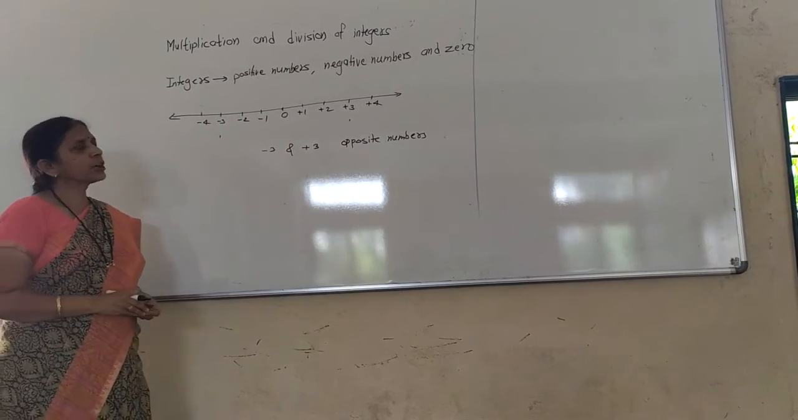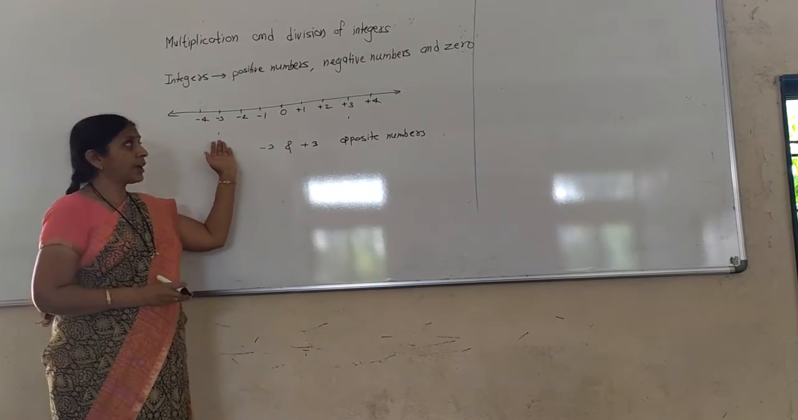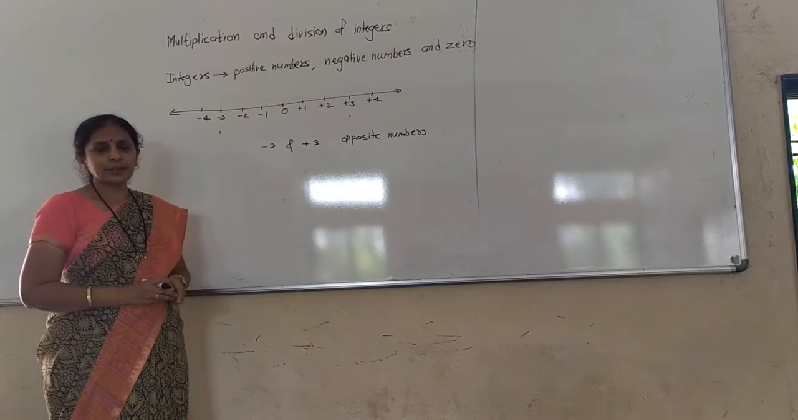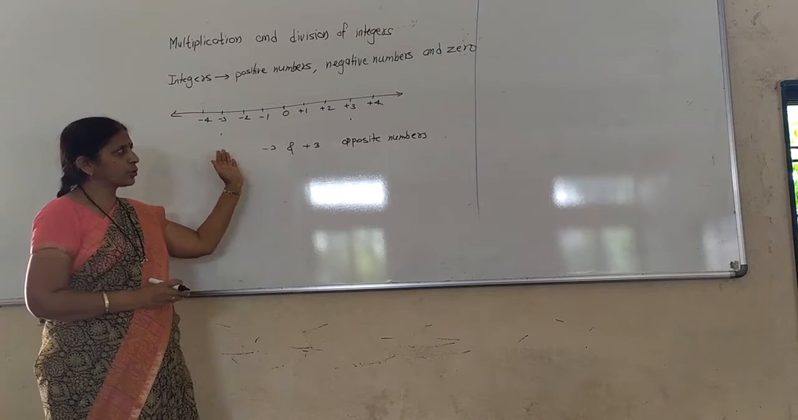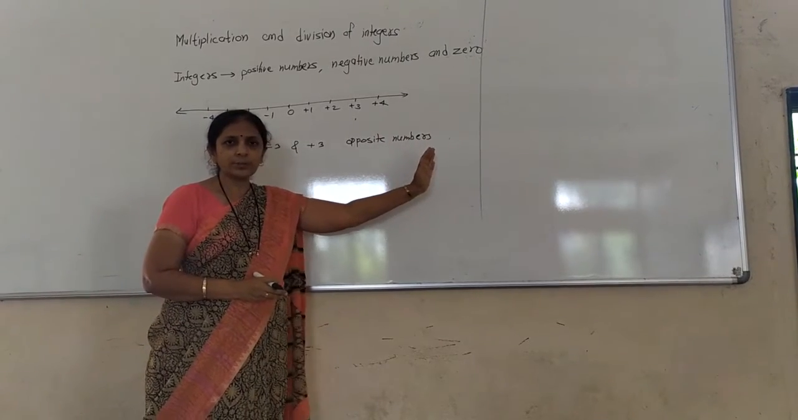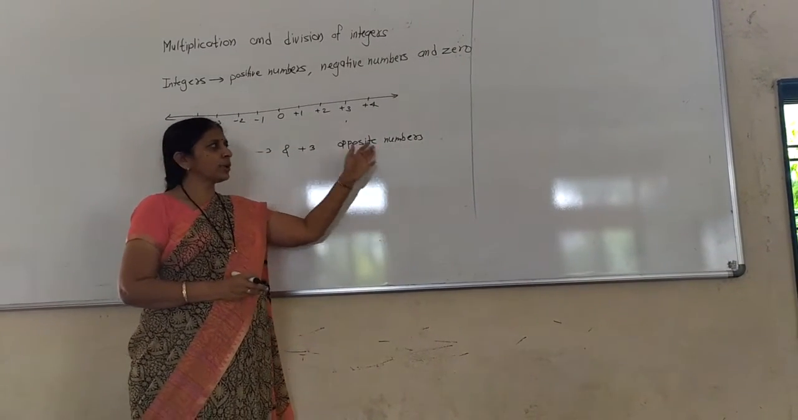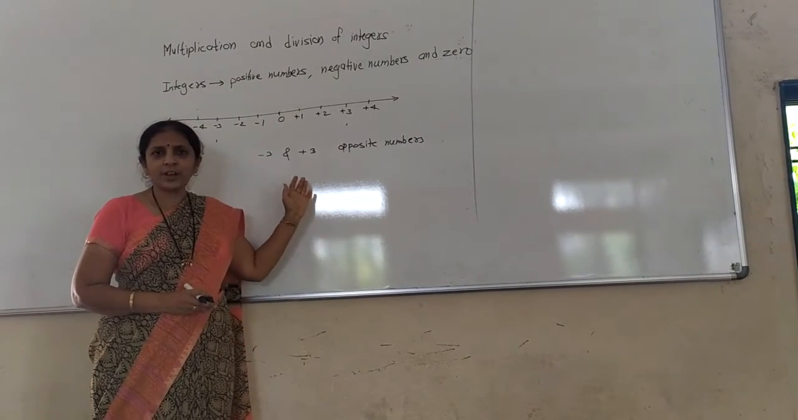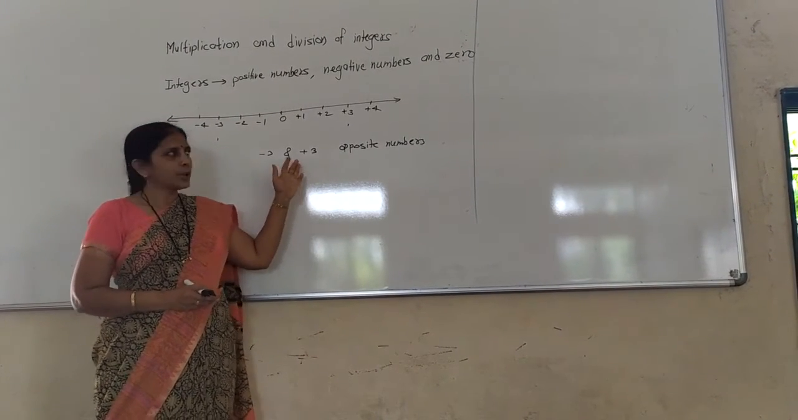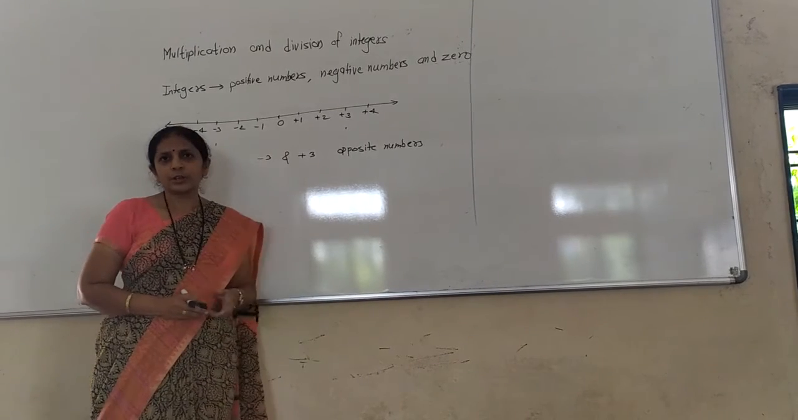Now next, you have learned how to add the integers on the number line. To add a positive integer, we have to go to the right hand side from the given number. To add a negative number, we have to go to the left hand side from the given number. This is the way you have learned to add the integers on the number line.